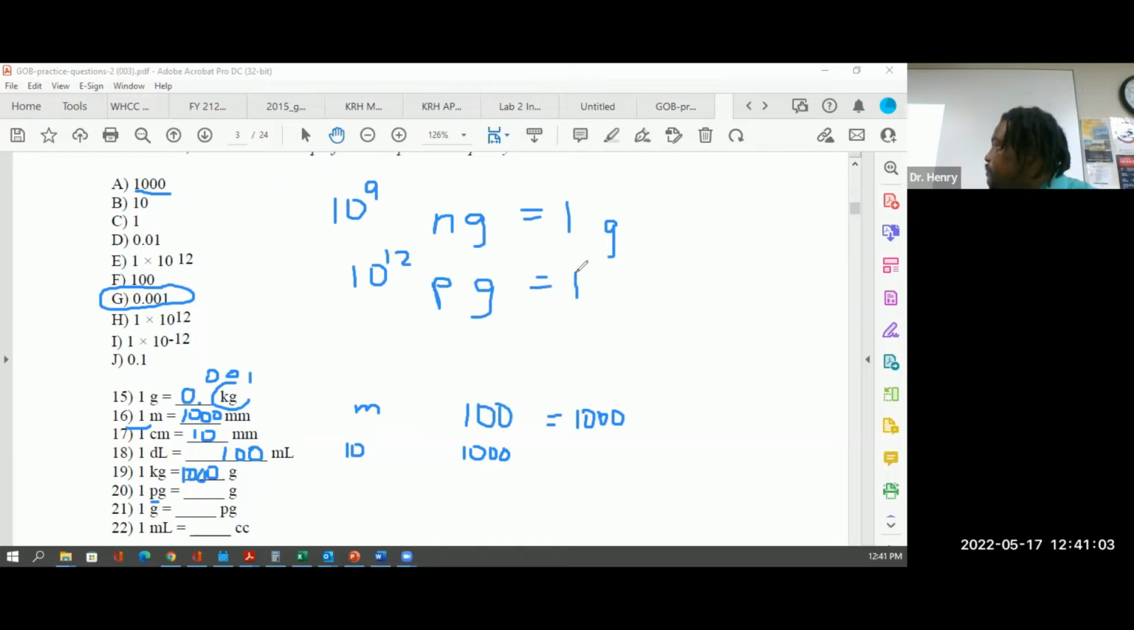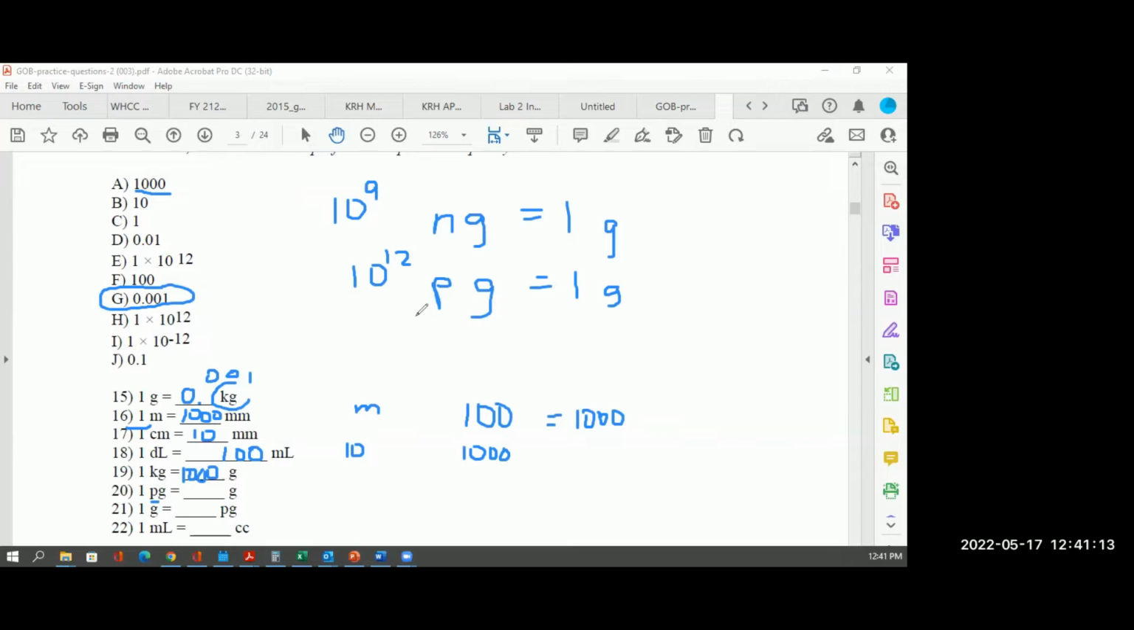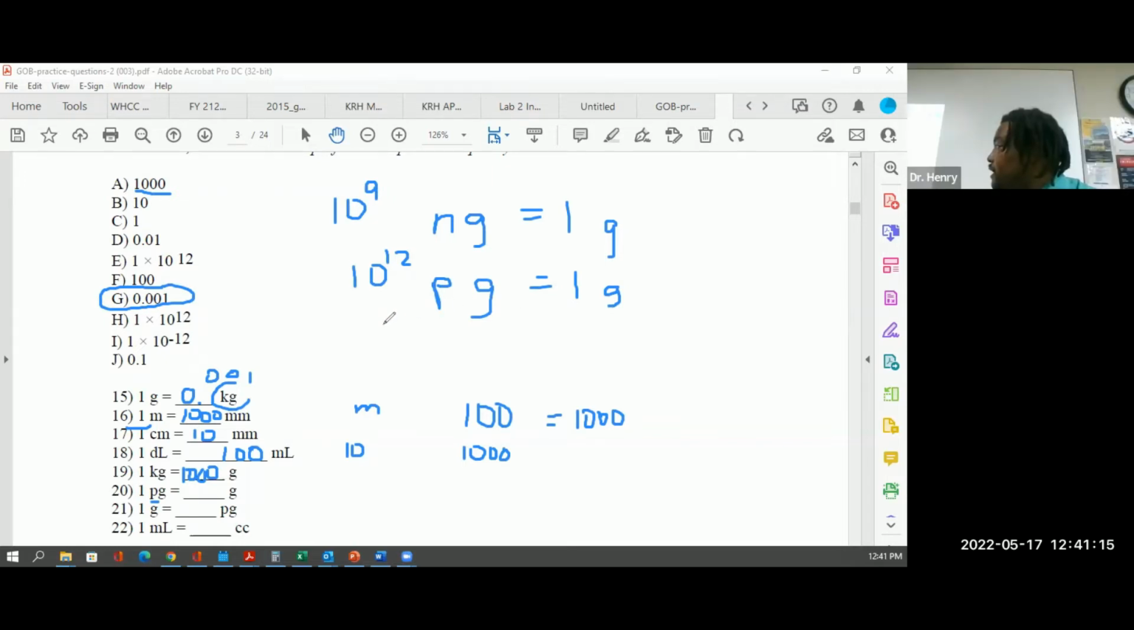So that means which one is bigger, a gram or a picogram? Would it be a gram? A gram is going to be bigger, right? Because it takes 10 to the 12th to equal 1 gram. So that means a gram is a whole lot bigger. Okay. So in this case, this would be 10 to the minus 12, right? Since if we have 1 picogram, that's going to be 10 to the minus 12.